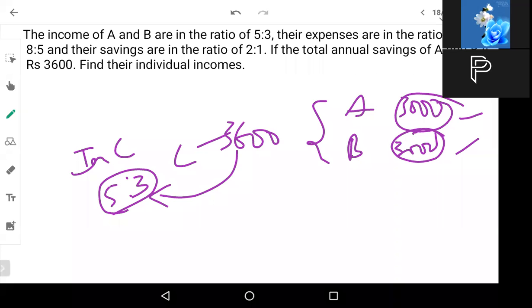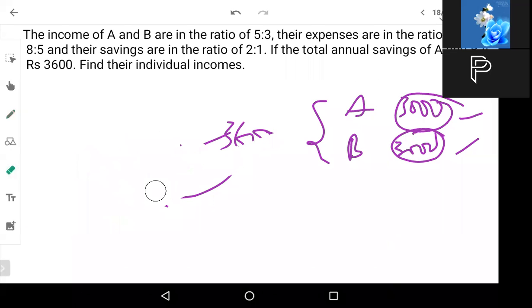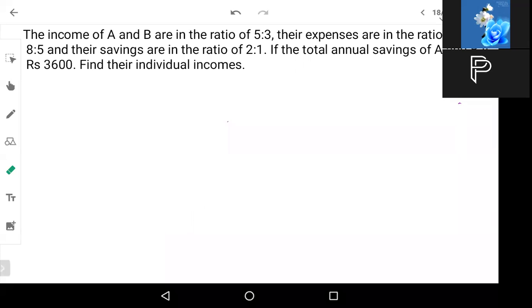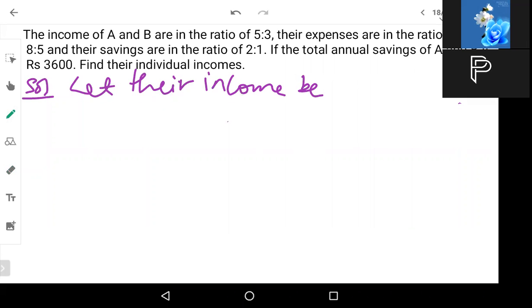Okay, so let us quickly solve this then. Did you all understand? Did you all understand the question? Okay, now let us solve this solution. Let their income be, the ratio is 5:3. So it will be 5x and 3x.